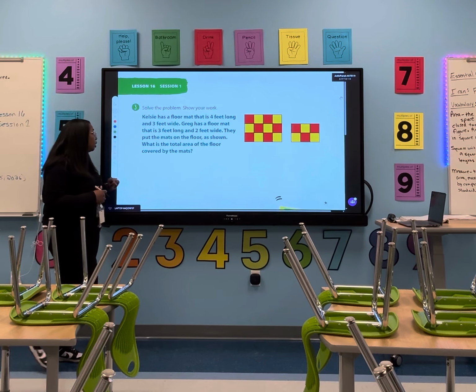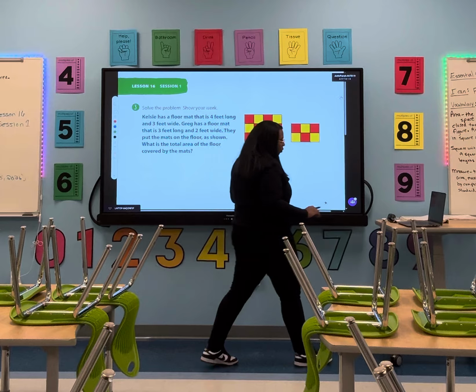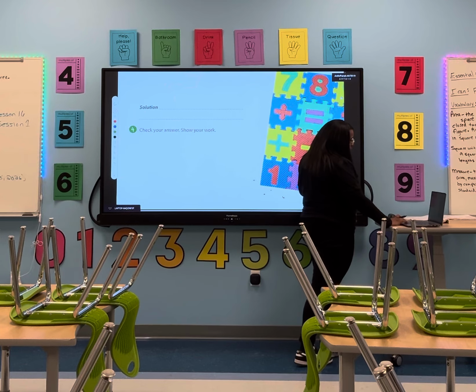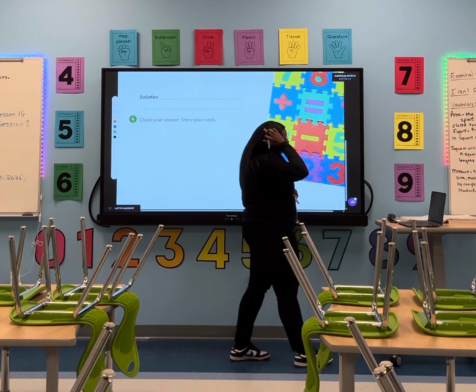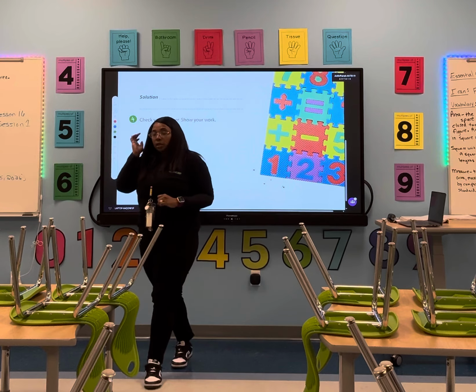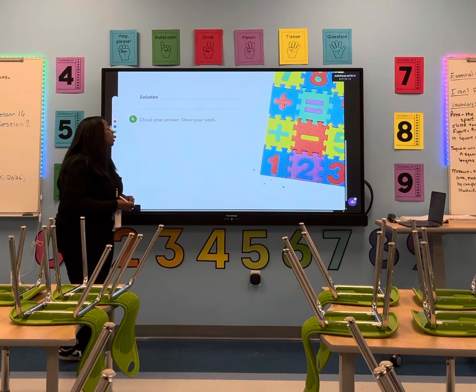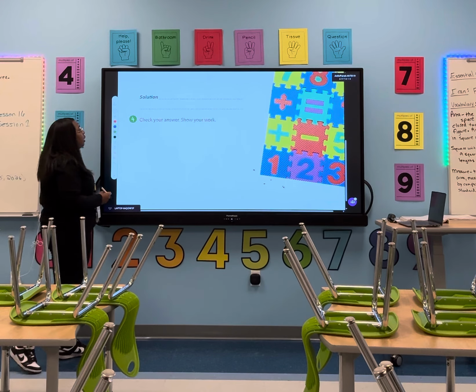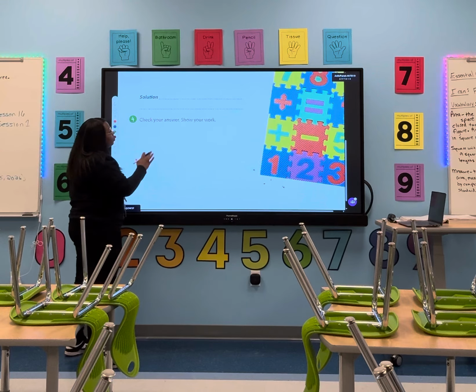So I need to remember that my area is 18 square feet. So let's go back, go down to number 4. And they told me to check my answer. So let's go ahead and check our answer. So one way that we can check our answers, we can take what we had in both of the maps.